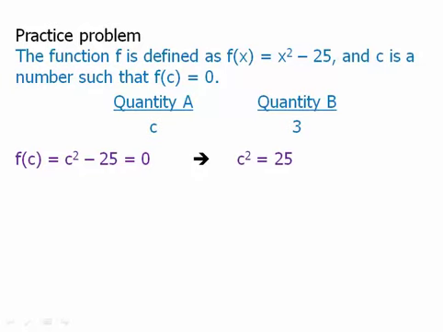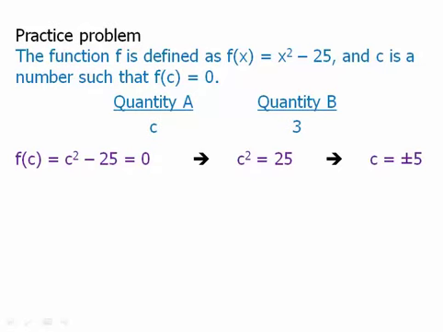And we have to be very careful here. What does c equal? Yes, c could be 5, but we have to keep in mind when we take the square root of a variable, we have to include the plus or minus sign. So c could be 5 or negative 5. Those are the two numbers which, when squared, equal positive 25.